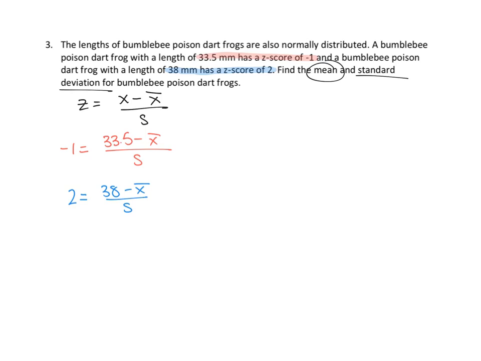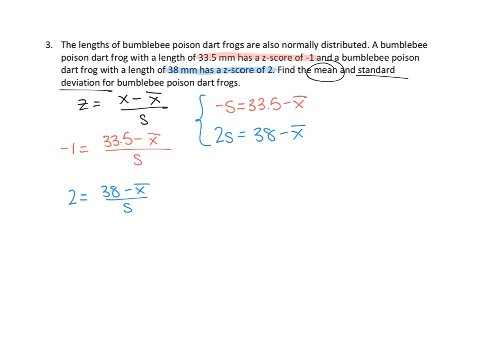I can rewrite my equations. I don't love having the fractions here. I can take that top equation and multiply both sides by s. So this would turn into -1 times s, so negative s equals 33.5 minus x bar. If I do the same thing for the other equation, I would have 2s equals 38 minus x bar. So here's my little system of equations that I need to solve.